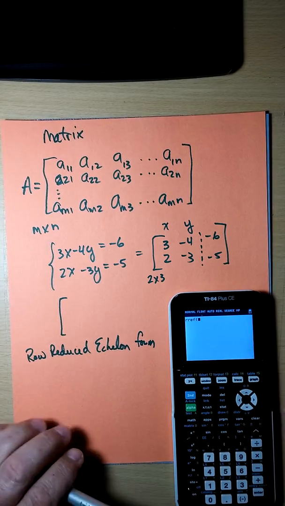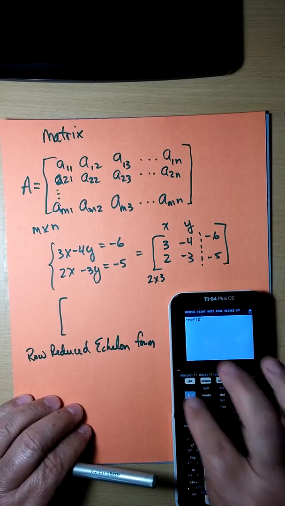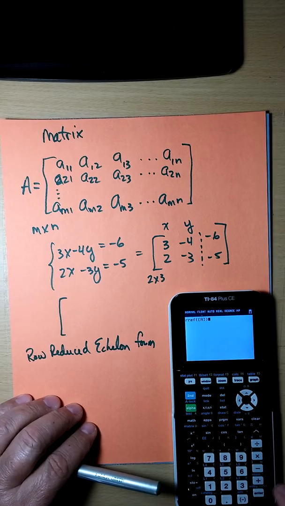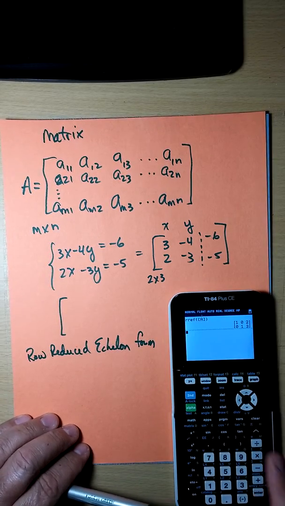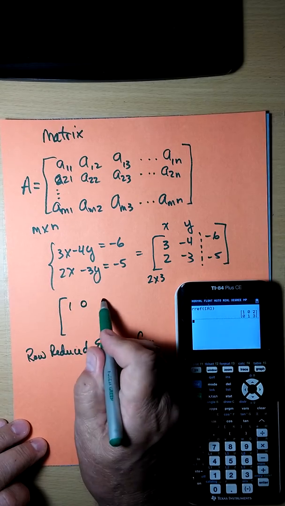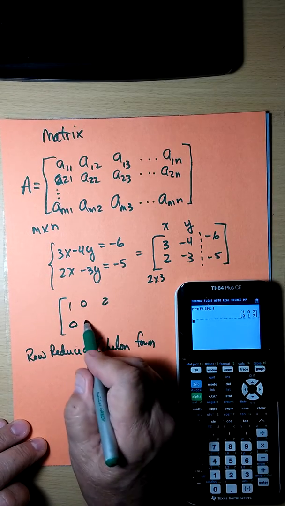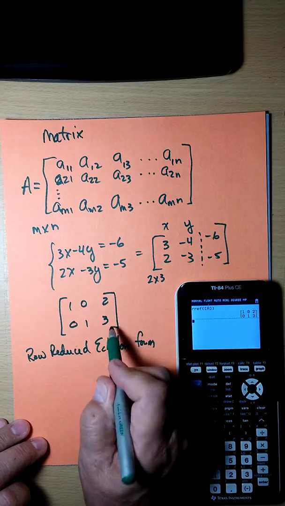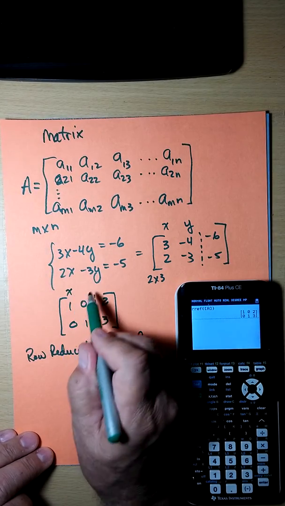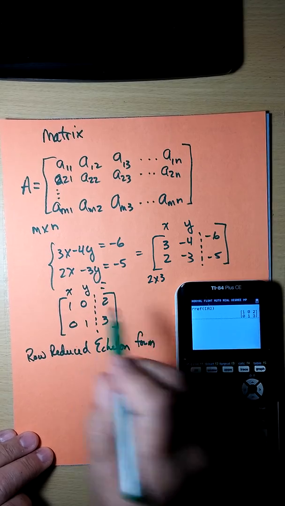Now you got to tell it which matrix you want. Go back in, second matrix. Now the names come in. Matrix A, close the parentheses. When you press enter, you get 1, 0, 2, 0, 1, 3. It is still an augmented matrix. This is still the x column and the y column and the equals column.